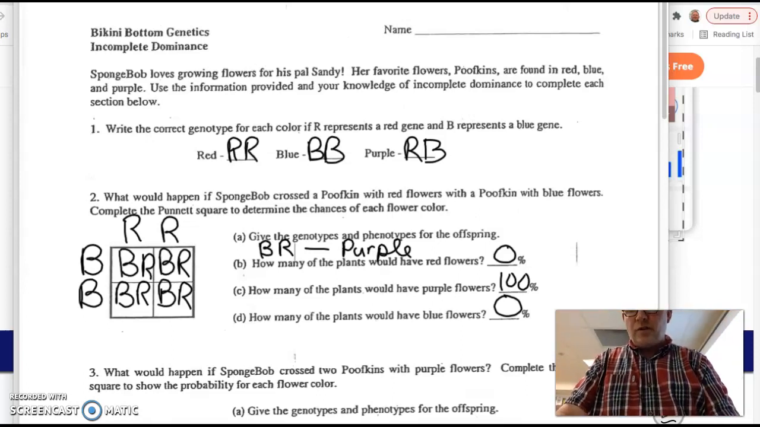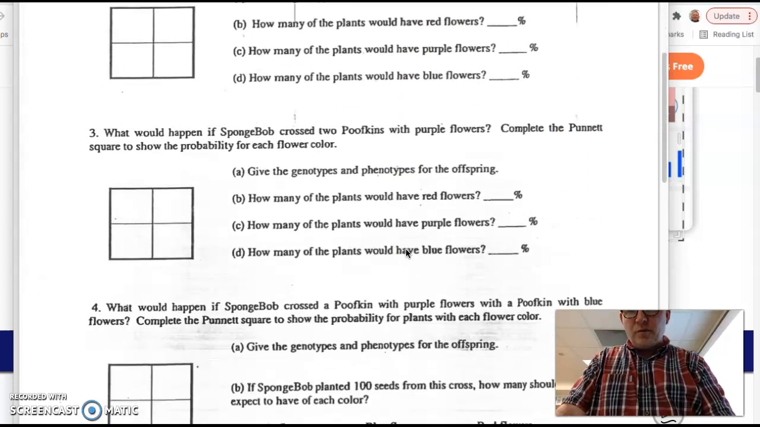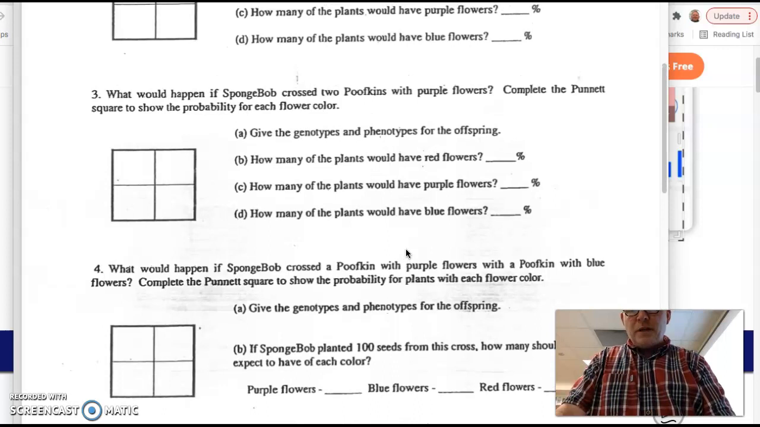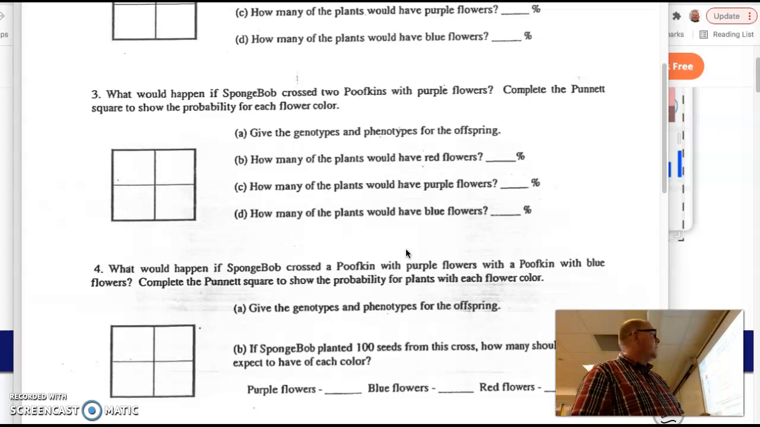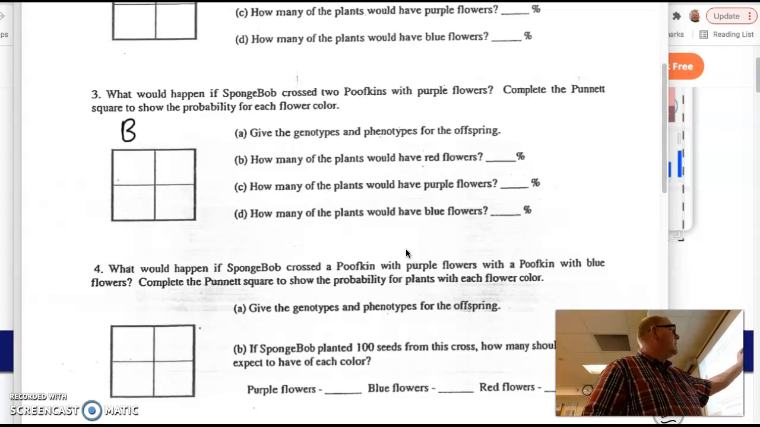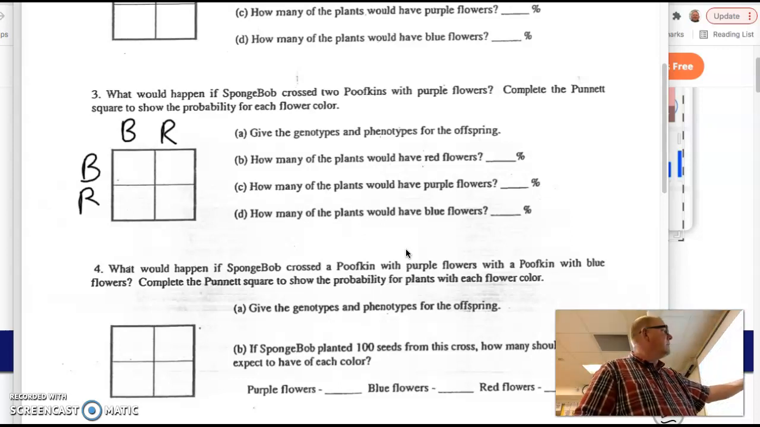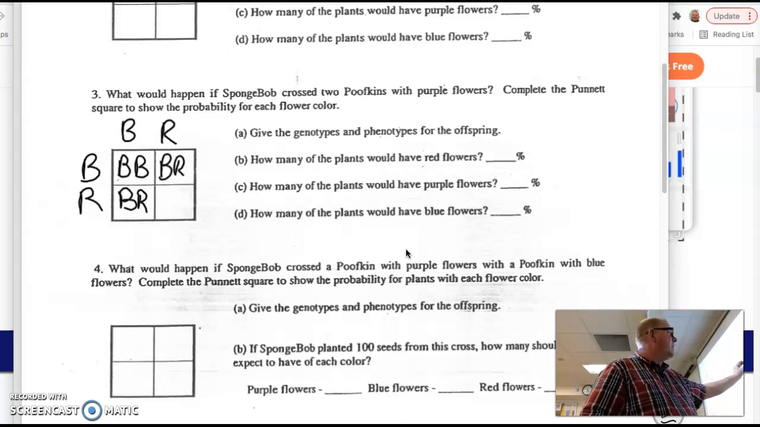Okay, we're going to continue on with number 3, and then after that I will turn you loose. So to do number 3, I'm going to clear my ink, move it up to number 3 so you can see it. What would happen if SpongeBob crossed 2 pumpkins of purple flowers? Okay, so purple would be big B, big R. There's 2 of them. Fill in the Punnett square, where you get big B, big B, big B, big R, big B, big R, and big R, big R.